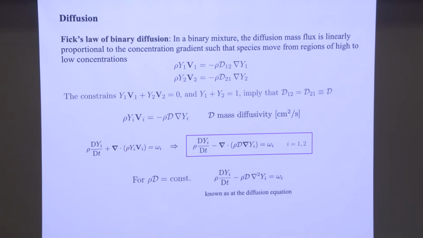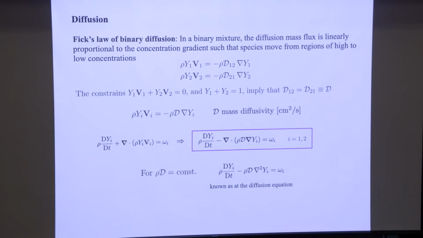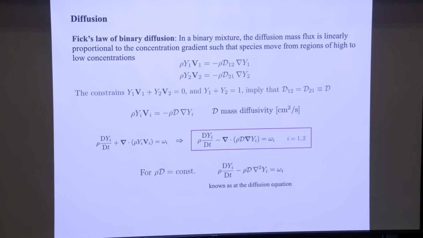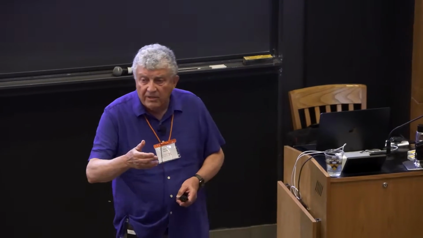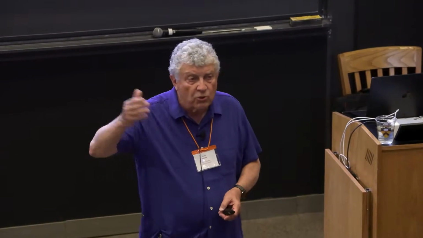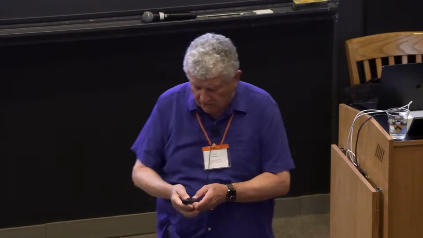Now, when you introduce this in the species equation, the idea is to eliminate the diffusion velocity, and you get a species equation or a diffusion equation as such. When rho D is a constant, it gets pulled out and you get the Laplacian. Fick's law is very similar to Fourier's law of heat conduction, but instead of heat being transferred due to temperature differences, here mass is transferred due to concentration differences.